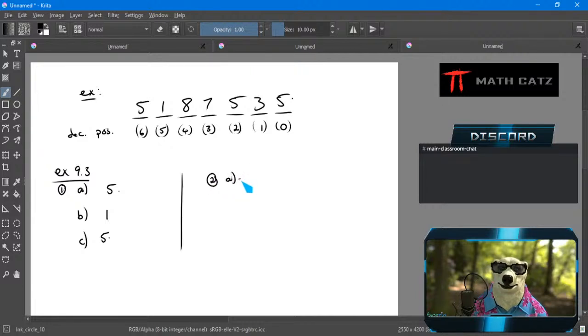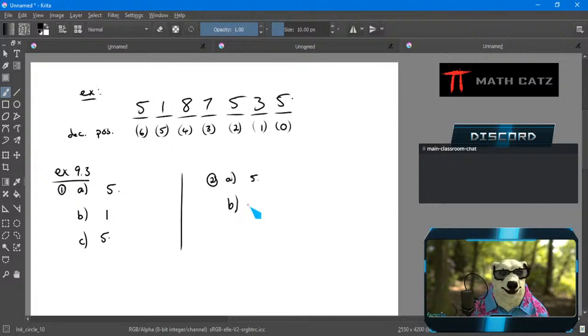Now the other way around. What is the decimal position of the digit 1? Well, the digit 1 occurs in position 5. Its position is 5. So even though the answer looks the same for 1a and 2a, those 5s are completely different. This 5 was a position. This 5 is a digit. Or the other way around. The first 5 is a digit. The second 5 is a decimal position. Either way, they're different.